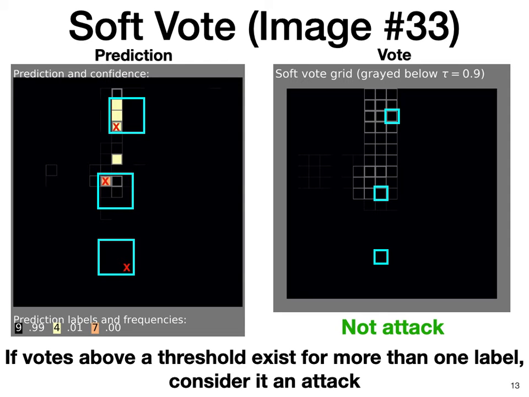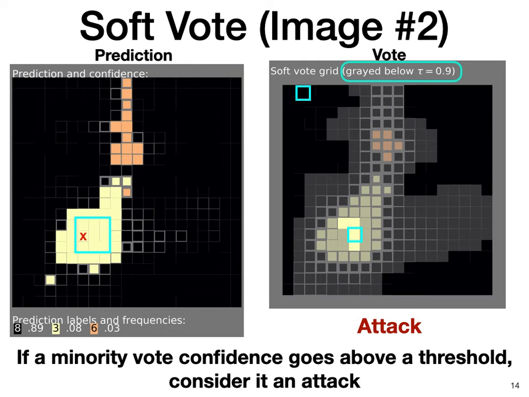Here, our confidence threshold is 90%, but there are only votes for one label anyway. So this is not an attack. Here, we have votes for two different classes above the threshold for our voting grid. Many votes for black, 8. 4 votes for yellow, 3. So we consider this an attack. To highlight which votes count, we gray out votes below our threshold.